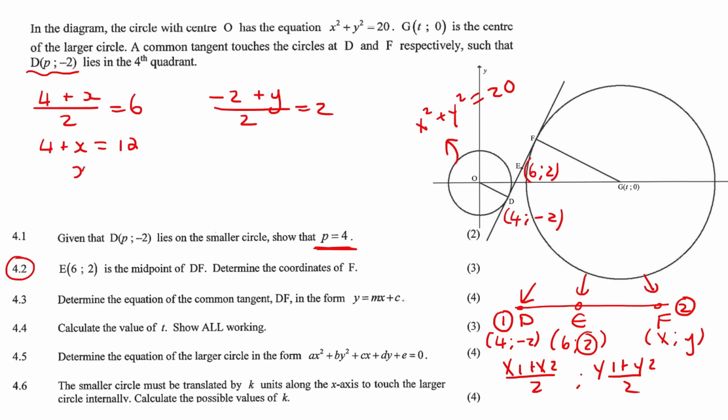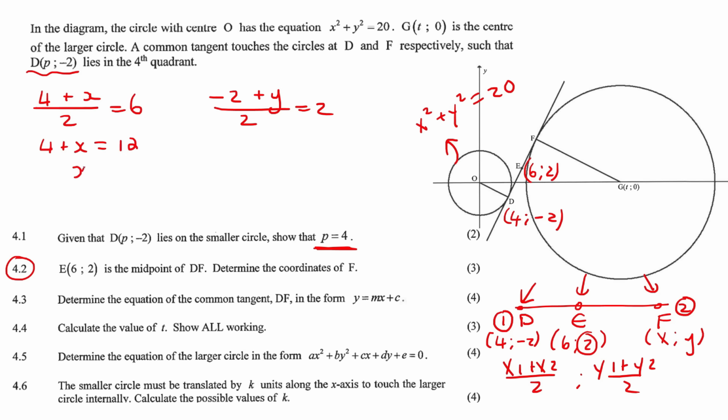Calculate the value of t, show all your working. So I think what we can do is, we already know the equation of that line, and we know that this is the radius of the circle, and this one is the tangent. So we know that a radius and a tangent are perpendicular. Because we know this one's equation, we know its gradient, all of that stuff, that'll easily allow us to calculate this equation.